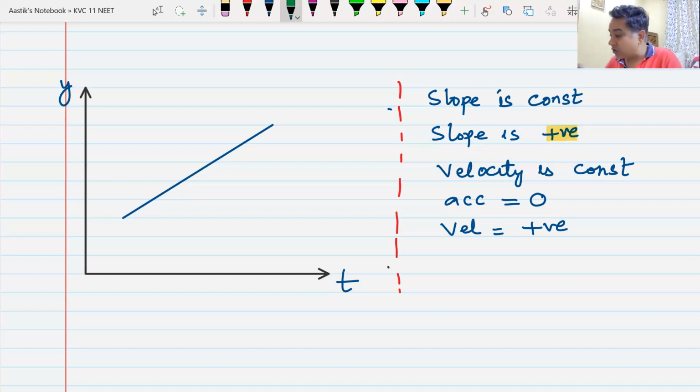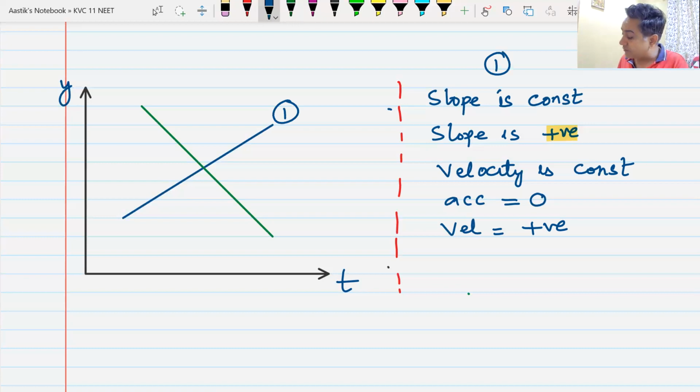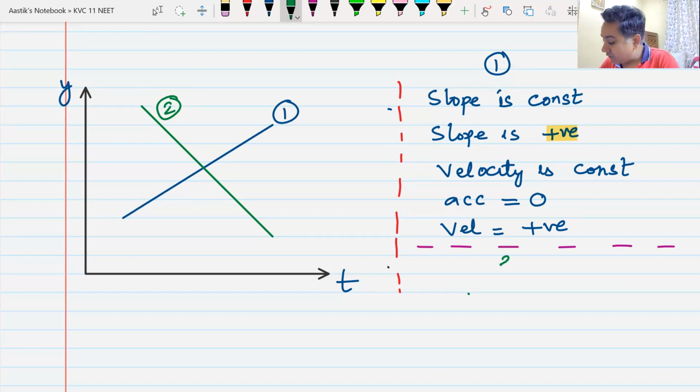Anyways, let us now draw this graph, and this is the green version of this graph. Now let us talk about the green version. This is, let us say, graph number 1. So this is what we know about graph number 1. Let us now talk about graph number 2. I've drawn both of them in the same thing so that we can just understand them like this. What can we say about the slope of the second graph?